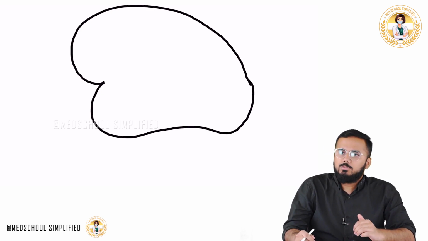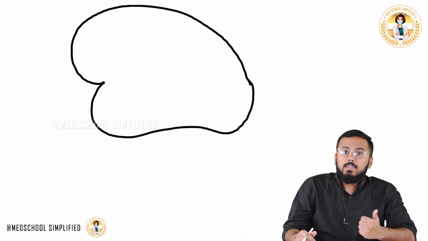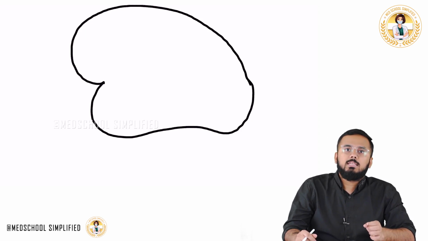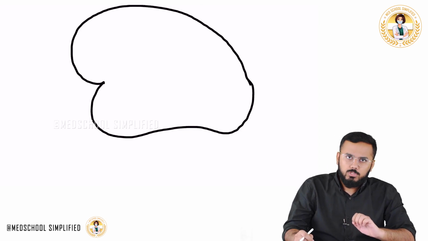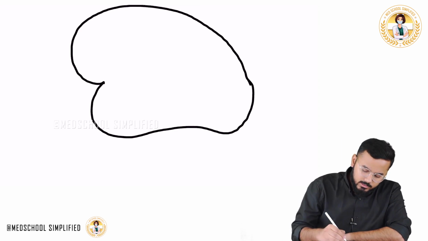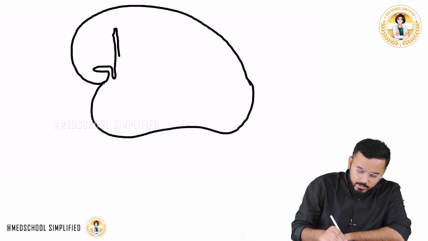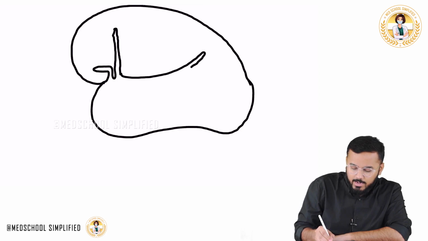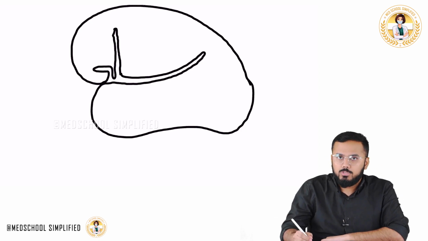One ramus is projected anteriorly, called the anterior horizontal ramus. One ramus is projected upwards, called the ascending ramus. And the other ramus is going back, called the posterior ramus. So there are three rami like this. This is one ramus, the one going up is the ascending ramus, and the one going back is the posterior ramus.